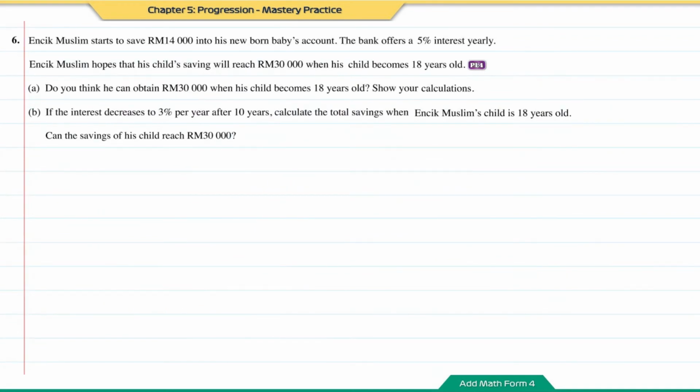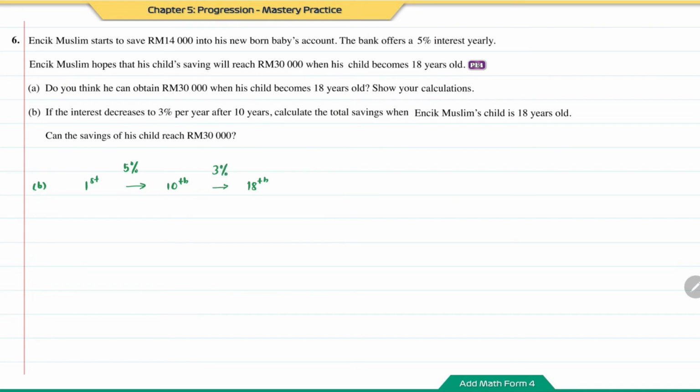Question B. If the interest decreases to 3% per year after 10 years, calculate the total saving when Inject Muslim's child is 18 years old. Can the saving of his child reach RM 30,000? So for question B, from the first year to the 10th year, the bank will still offer a 5% interest rate yearly, but after 10 years, until the child reaches 18 years old, the interest rate will only be 3%.